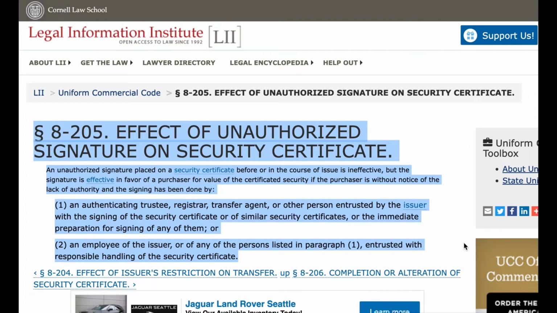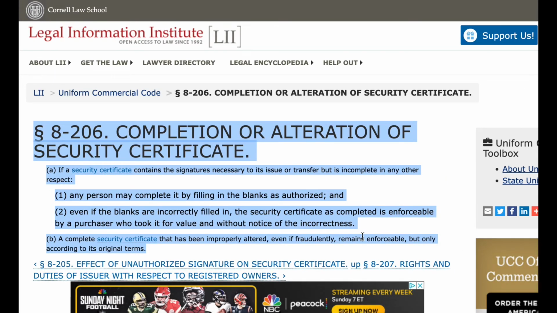Paragraph 205. Effect of unauthorized signature on security certificate. An unauthorized signature placed on a security certificate before or in the course of issue is ineffective, but the signature is effective in favor of the purchaser for value of the certificated security if the purchaser is without notice of the lack of authority and the signing has been done by 1. An authenticating trustee, registrar, transfer agent, or other person entrusted by the issuer with the signing of the security certificate or of similar security certificates, or the immediate preparation for signing of any of them, or 2. An employee of the issuer, or of any of the persons listed in paragraph 1, entrusted with responsible handling of the security certificate.